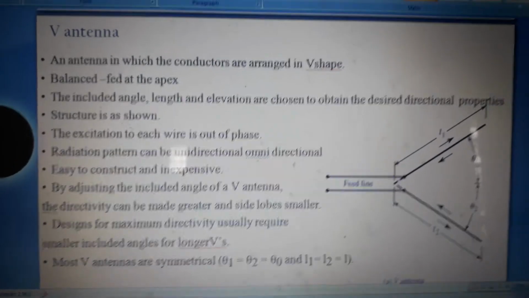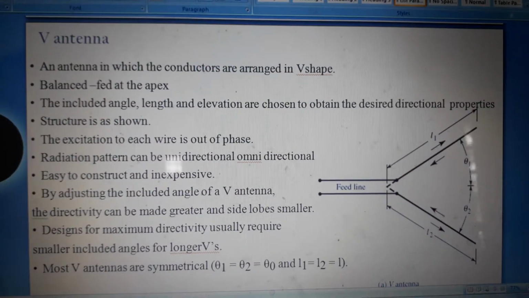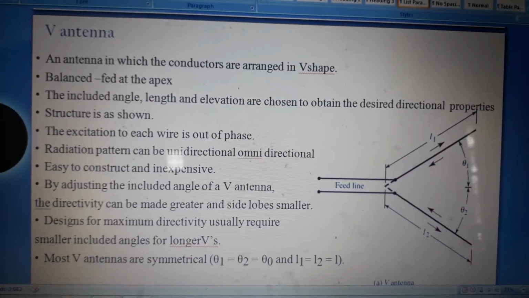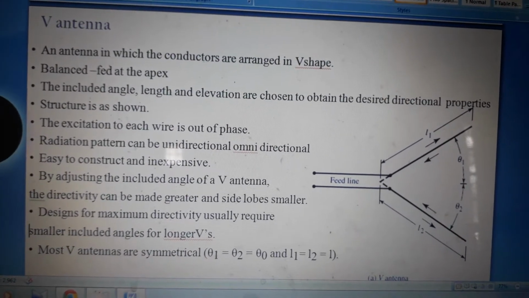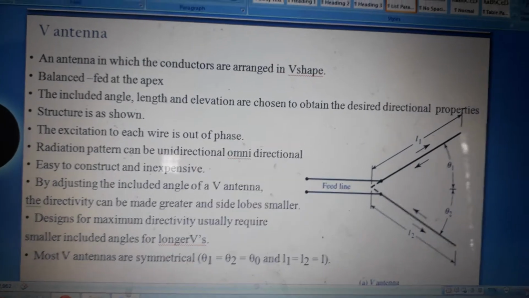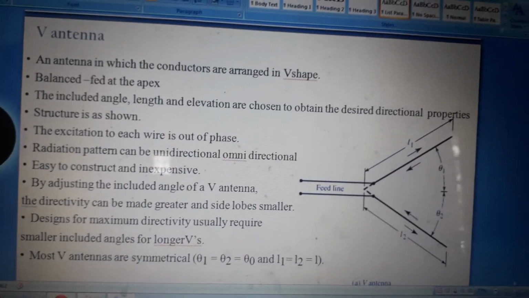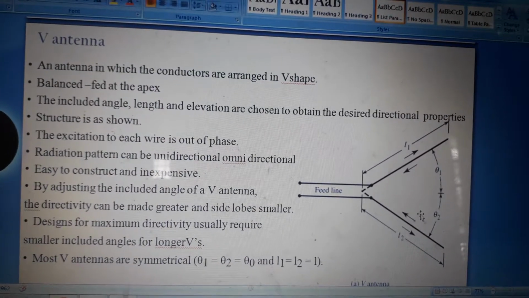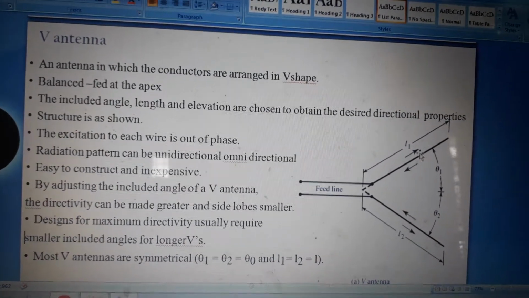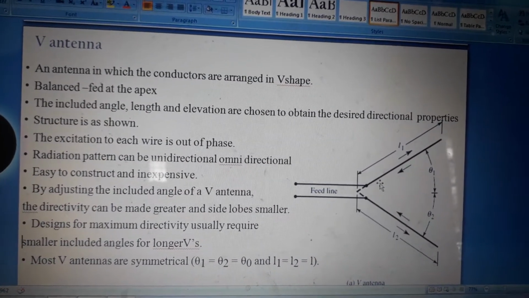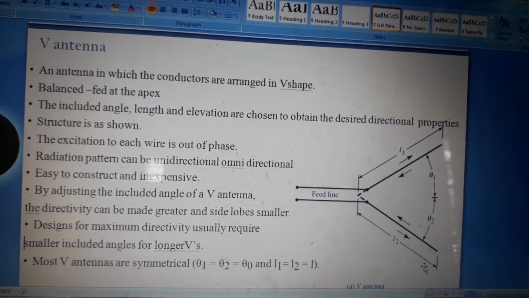Next, the topic is V antenna. So, let us check what is a V antenna. An antenna in which the conductors are arranged in V shape. Here we can see a figure for the V antenna. Here we can see the conductors that are arranged in a V-shaped structure.